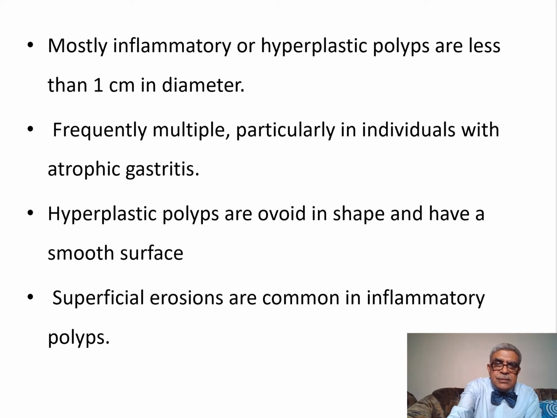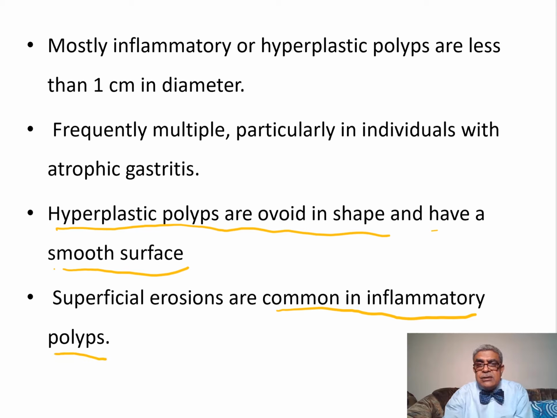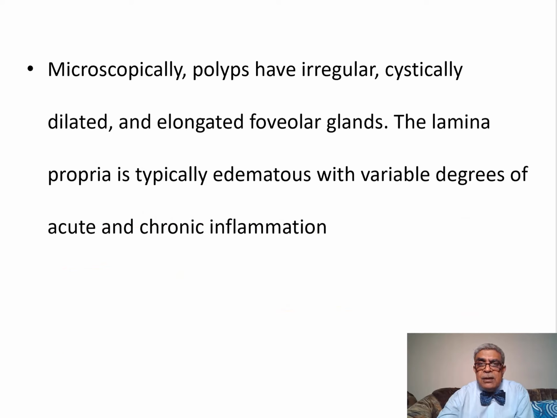Hyperplastic polyps are ovoid in shape and have a smooth surface. Superficial erosions are common in inflammatory polyps. Please note these points, that hyperplastic polyps are ovoid in shape and have a smooth surface. Superficial erosions are common in inflammatory polyps. Microscopically, polyps have irregular, cystically dilated, and elongated foveolar glands.